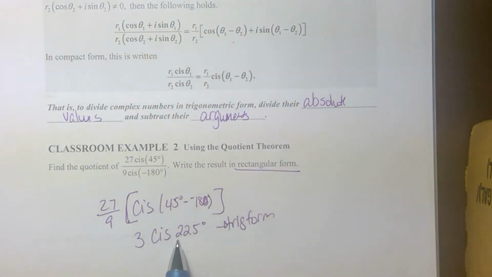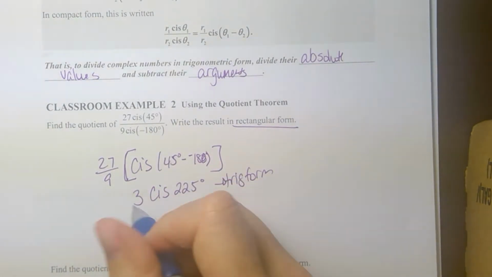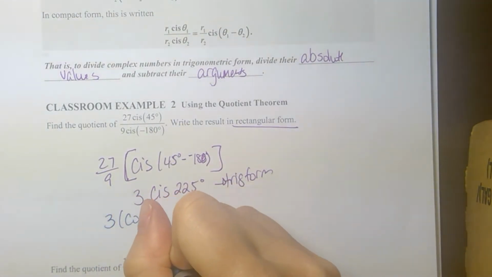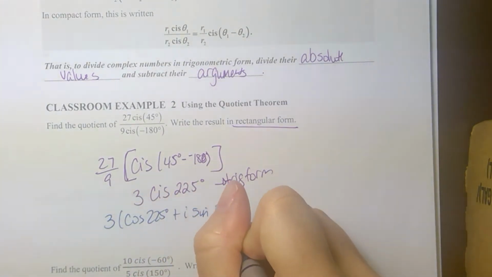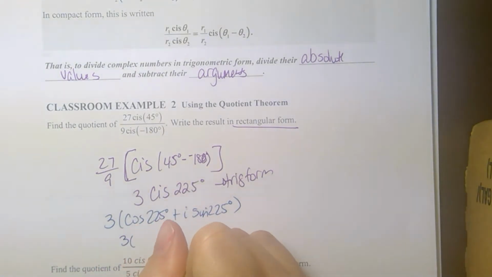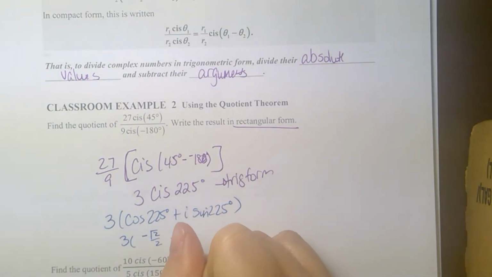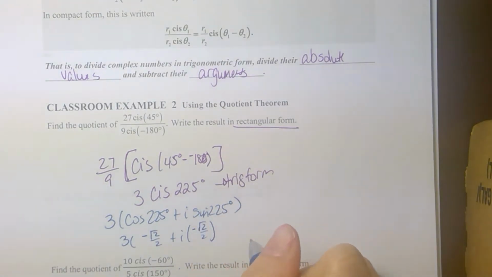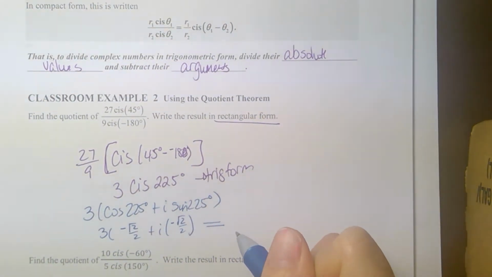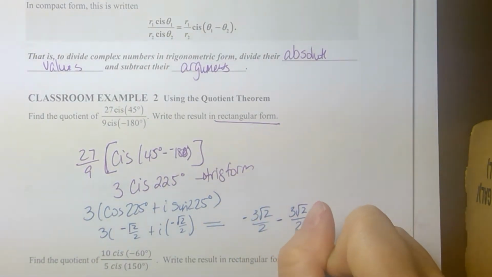If you remember what CIS stands for, you can leave it just like that, or you can write it out longhand if you need to and say 3 cosine 225 plus i sine 225 degrees. Don't forget that degree symbol so that it's distinguished from radians. And then I fill in those values. Cosine at 225 is a negative square root 2 over 2. Because we're in quadrant 3, they're both negative. Plus i negative square root 2 over 2. And then I distribute that.